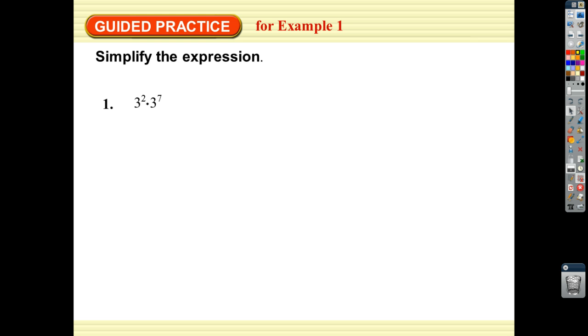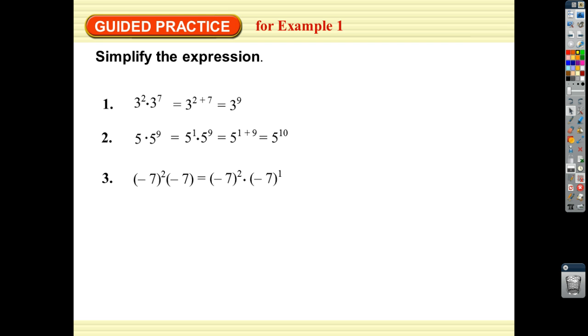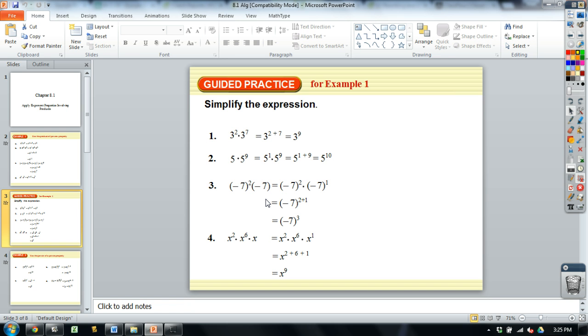All right. Simplify it. 3 squared times 3 to the 7th. You try this one. 3 to the 9th. Excellent work. Try another one. Ready? 5 times 5 to the 9th. What do you got? That's right, it's 5 to the 10th. All right. What do you got here? Yep, -7 to the 3rd power. And we've got here, what do you got? Did you get x to the 9th? Good job.